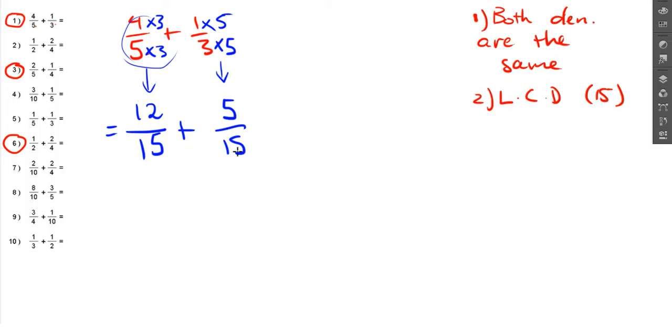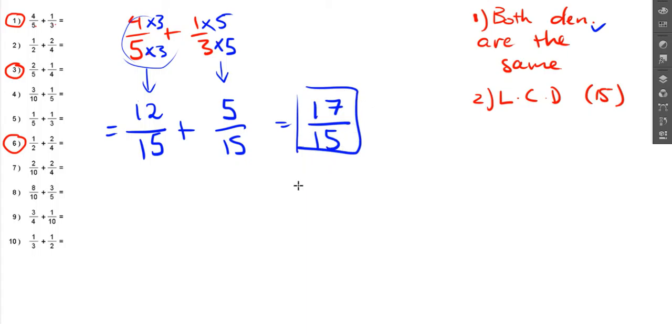Now, because the denominators are the same, I can add the fractions. So 12 plus 5 is 17, and the denominator stays the same. 15 stays the same. So our new fraction is 17/15. They probably ask for the most simplified form. This is an improper fraction form, and a mixed fraction form is the other.